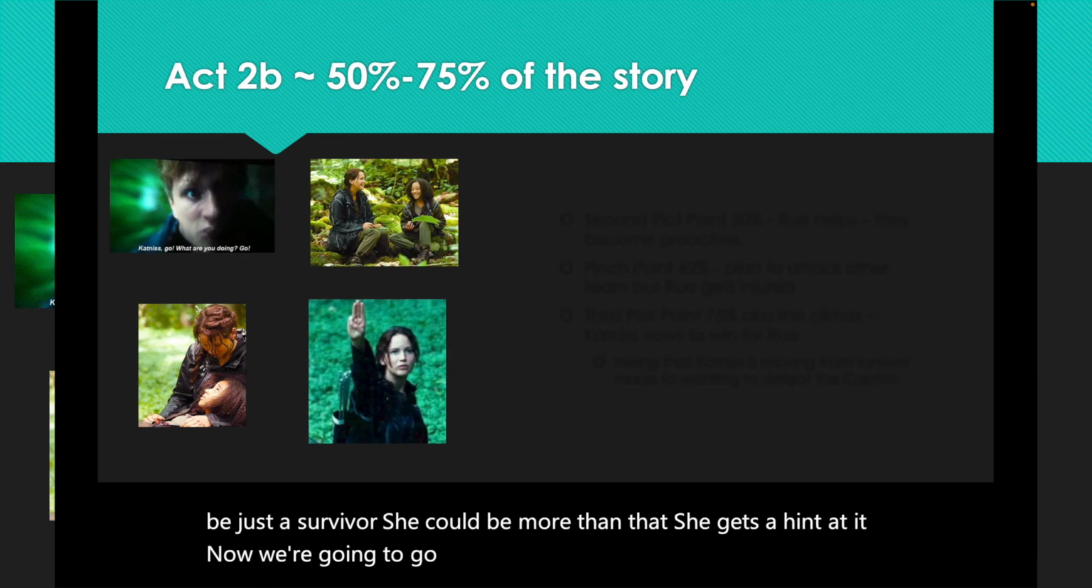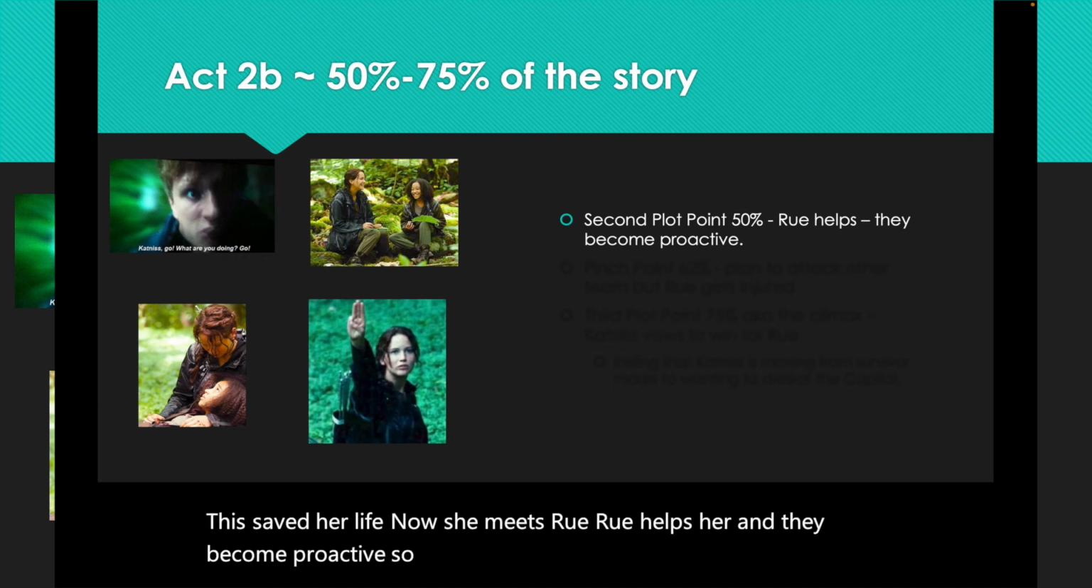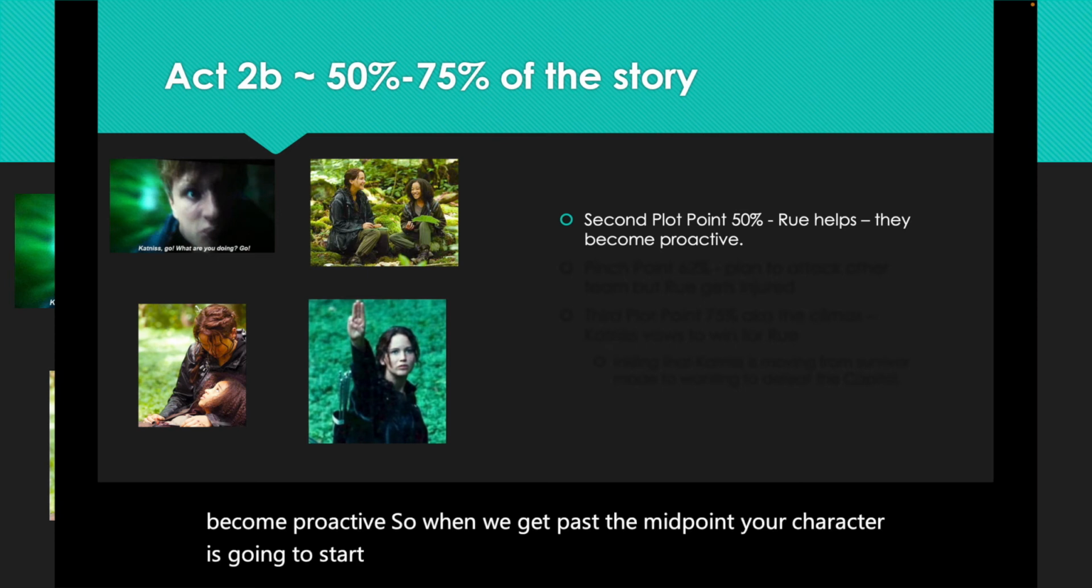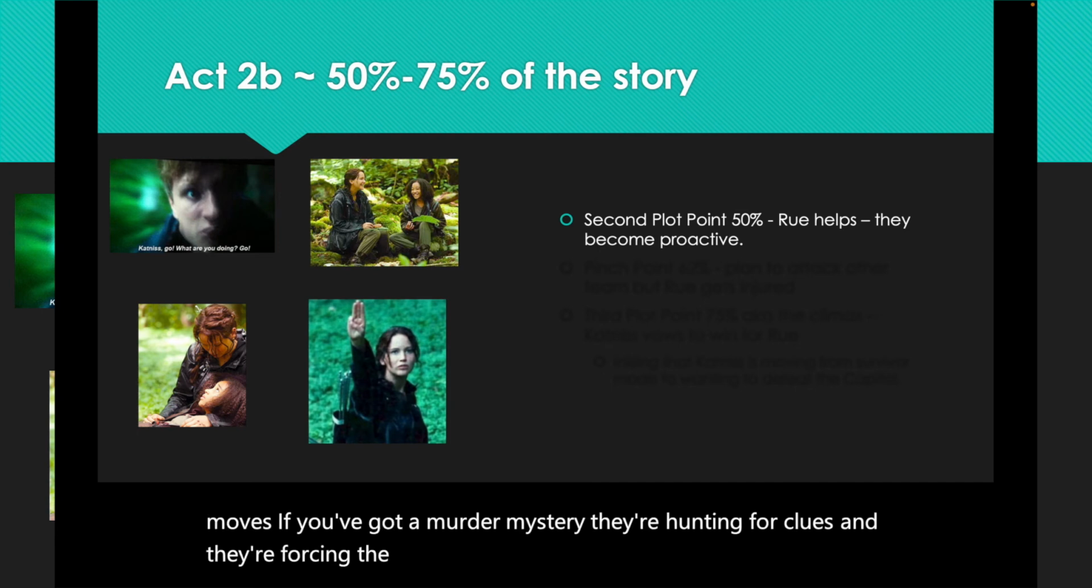So Peeta has saved her life. Now she meets Rue. Rue helps her, and they become proactive. So when we get past the midpoint, your character is going to start kicking some butt. They're going to start making some moves. If you've got a murder mystery, they're hunting for clues and they're forcing the antagonist, the murder victim, out into the open. They're doing things proactively.